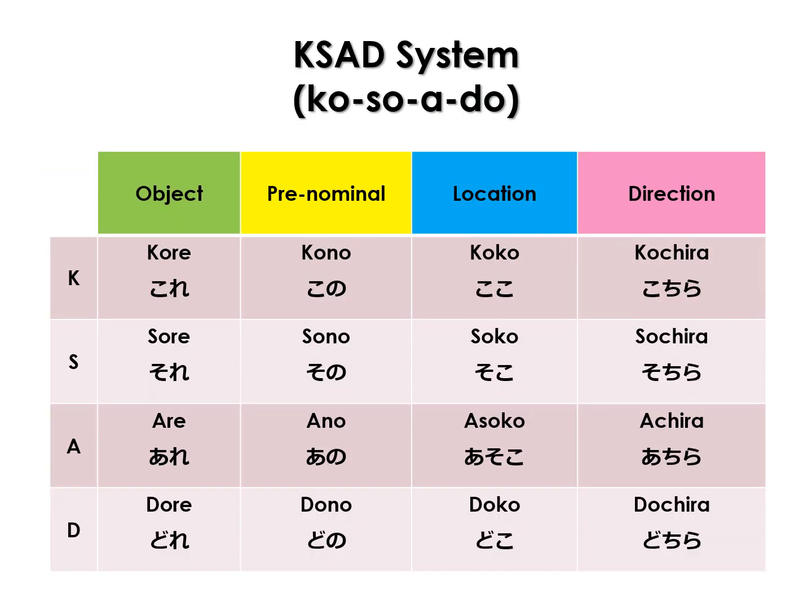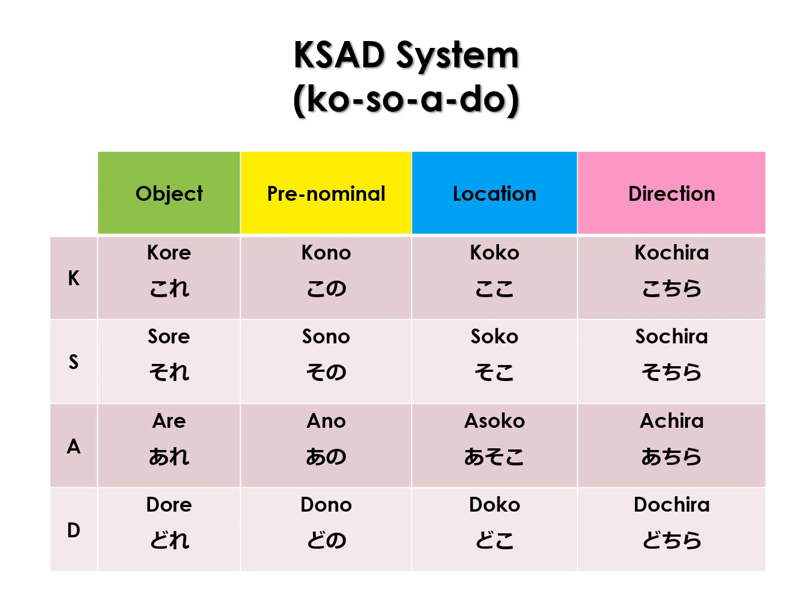Demonstratives pertaining to the speaker are in the first row labeled K. Those pertaining to the listener are in the second row labeled S. Those that are far from both speaker and listener are in the third row labeled A, while the interrogatives are in the last row labeled D. Let's look at the green column labeled object.